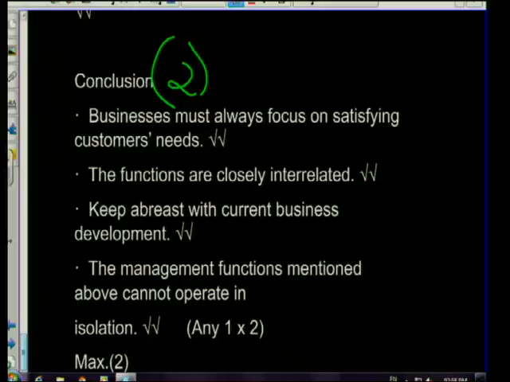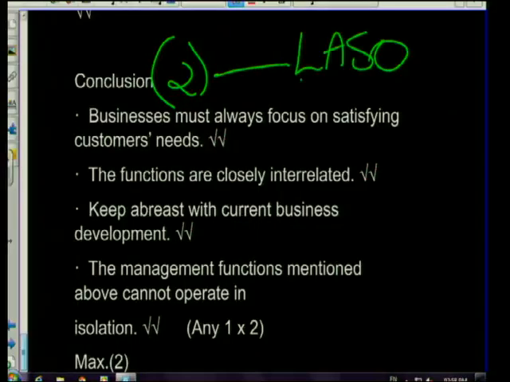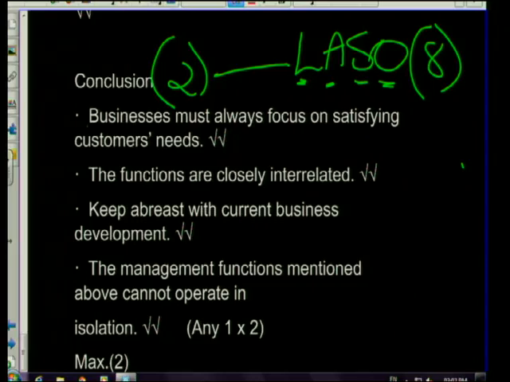So we've looked at the four, we've described them, we've looked at effective quality management. Now it's your conclusion. And with your conclusion, again, it's worth 2 marks. And something to keep in mind, remember you've got your lasso, so remember this is your layout, analysis, synthesis, and originality, which will give you the other 8 marks. Businesses must always focus on satisfying customer needs. Remember, needs and wants are basic of business studies. So if you focus on the needs, you know you will get your profit.